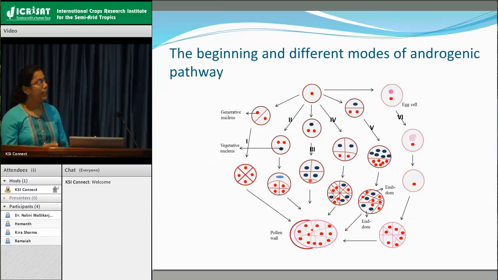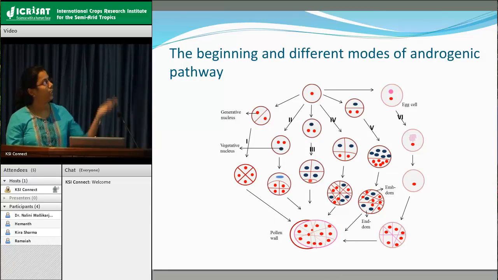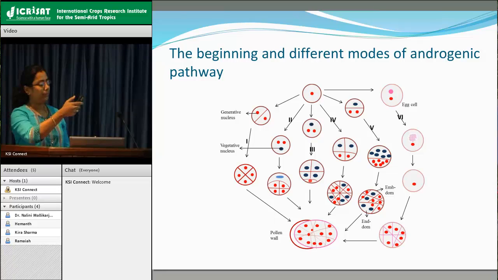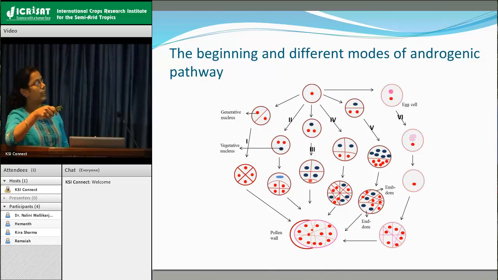So this is a brief picture of the routes for androgenesis. The first pointer is the uninucleate microspore stage. In the first pathway, there is an equal division of nuclei, which further divides to give an embryo. In the second and third pathways, either one of the two nuclei, that is either the vegetative cell or the generative cell, divides further to give an embryo.